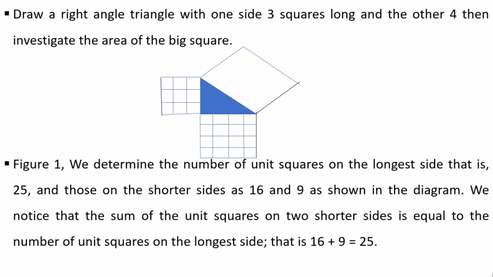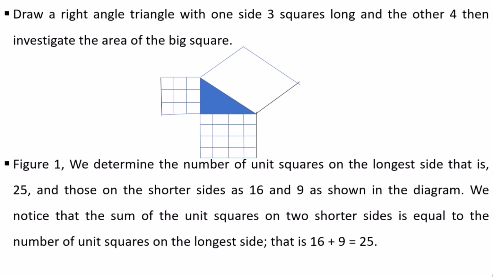Draw a right angle triangle with one side 3 squares long and the other side 4 squares long. Then investigate the area of the bigger square. Now in this figure, we determine the number of square units on the longer side, that is 25, and those on the shorter sides to be 16 and 9 as shown in the diagram. We notice that the sum of square units on the two shorter sides, when we add them up, is 16 plus 9, which will give us 25.